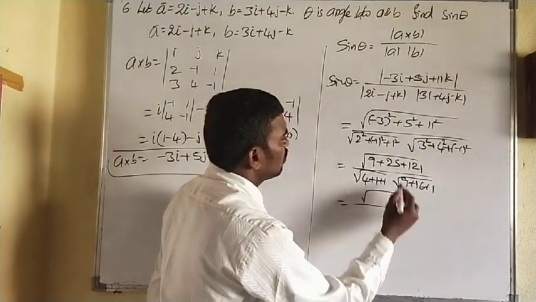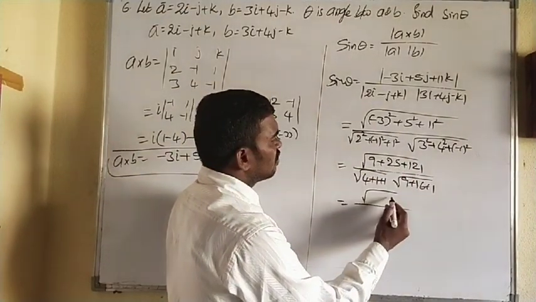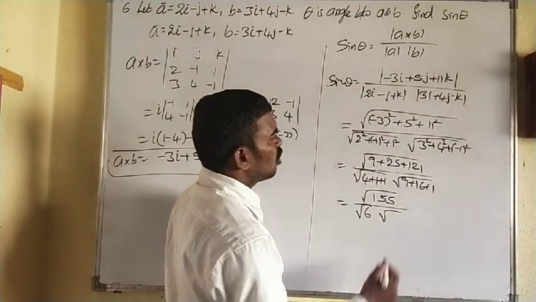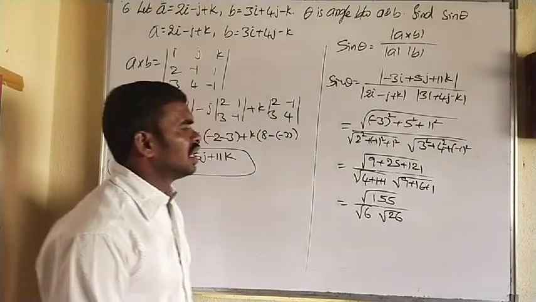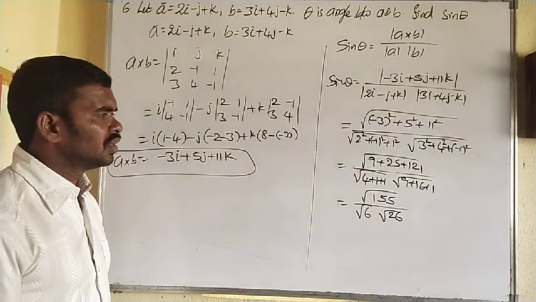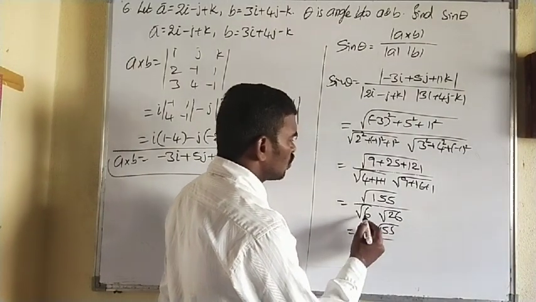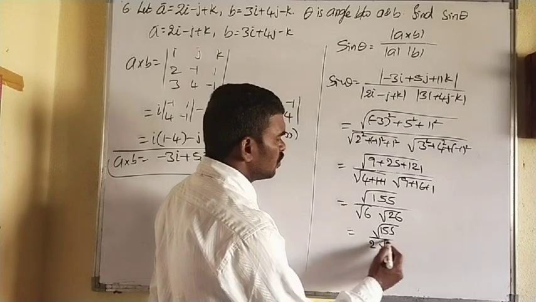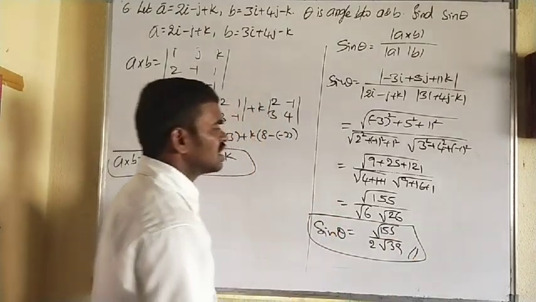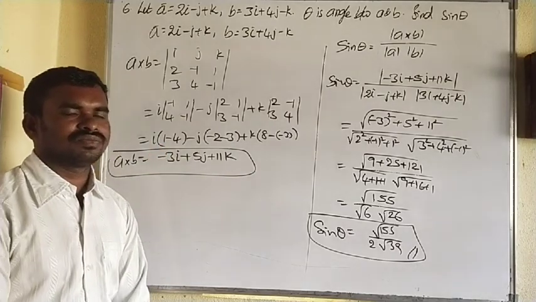So which is equal to root of, how much does it become? 15 by root 6 into root 26. Can we simplify? 5 threes are 15, 5 ones are 5. No. 26 is 2 into 13, and 6 is 2 into 3. So root 2 into root 3, root 2 into root 13. So we get 15 by root 2 into 3, root 2 into 13. So 2 into 3 into 13, root 39. Sin theta equals this. This is the answer. He has asked for sin theta. Once check it. If anything is wrong, please modify, because I think everything is perfect.